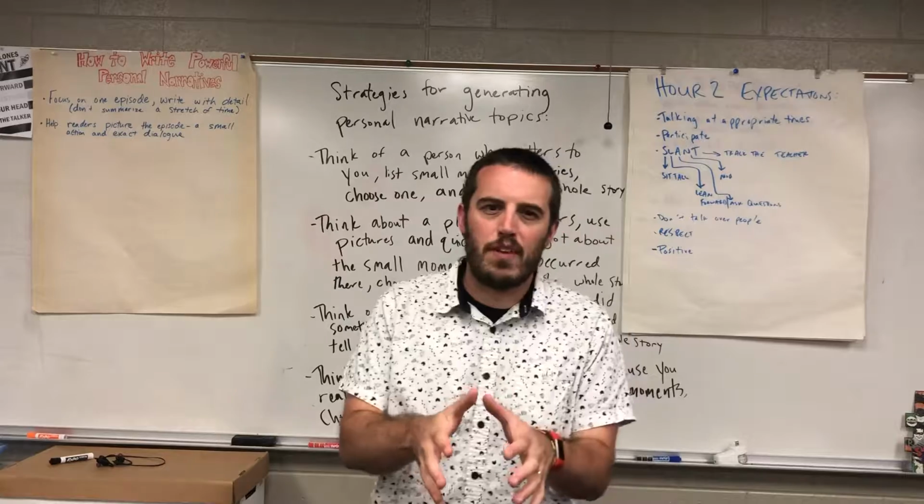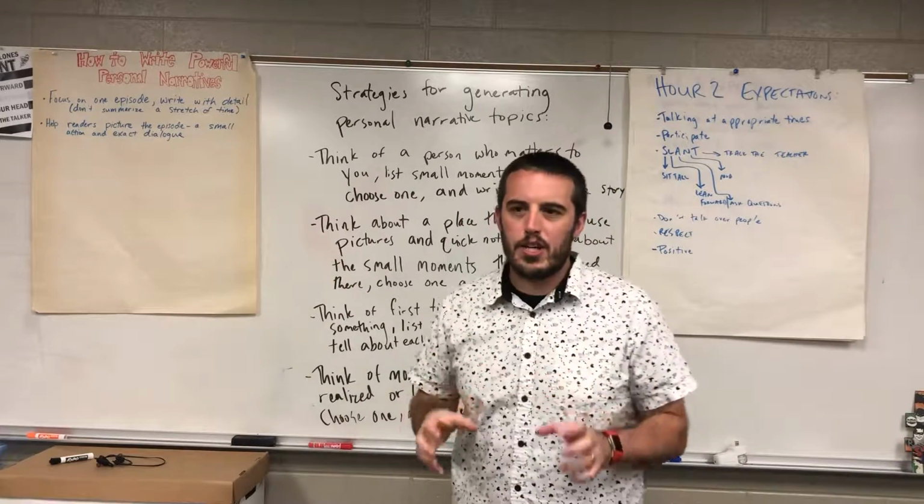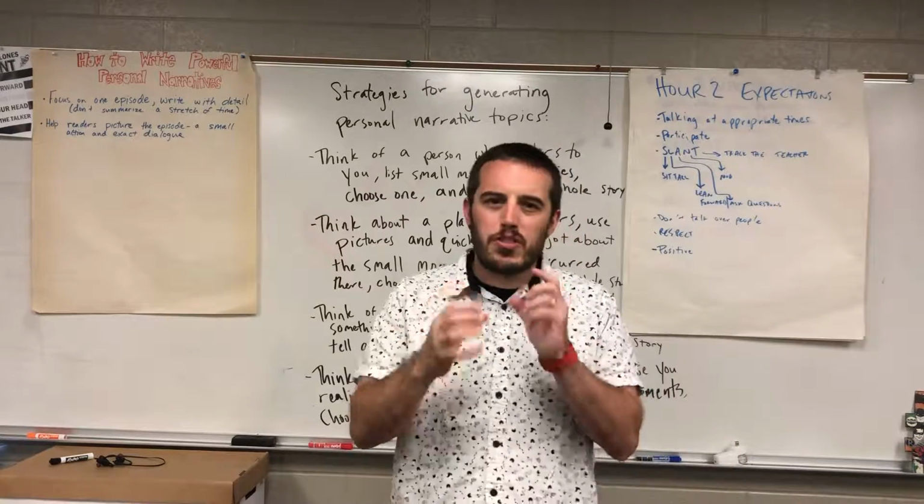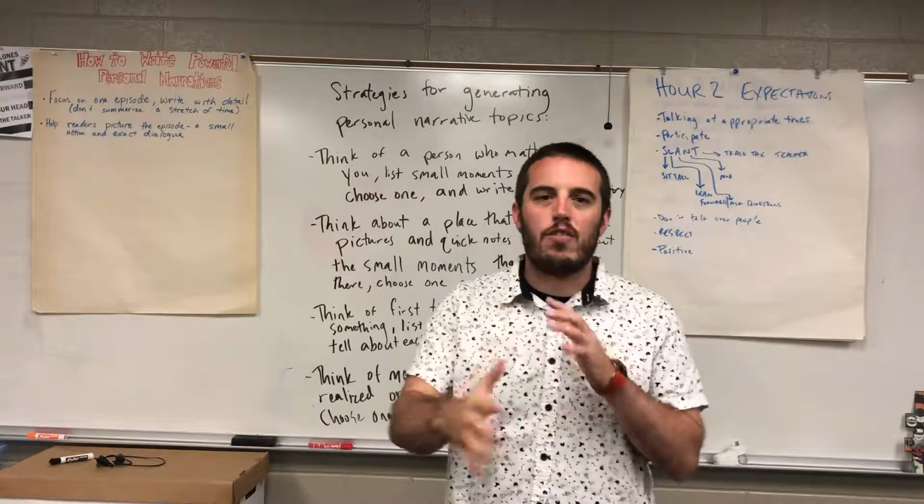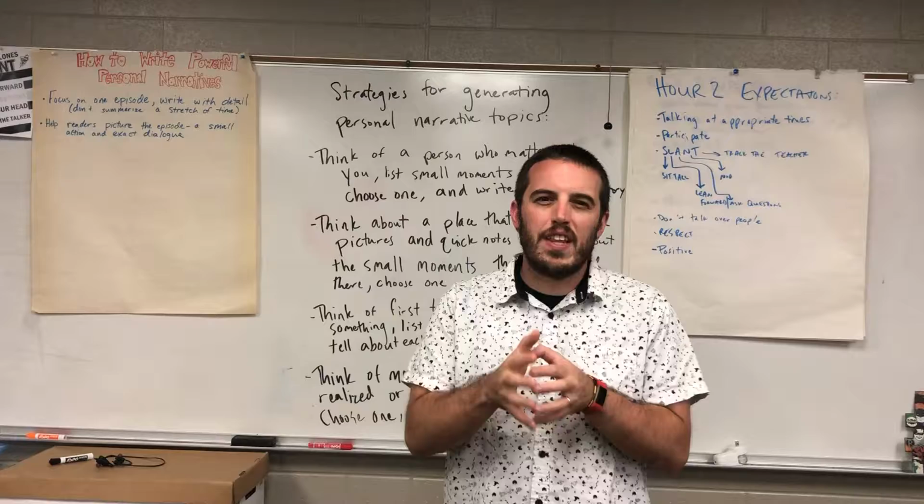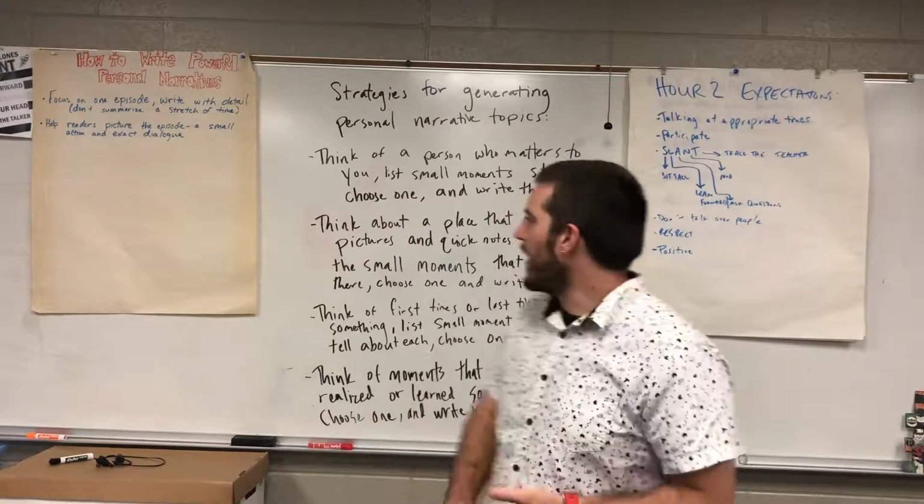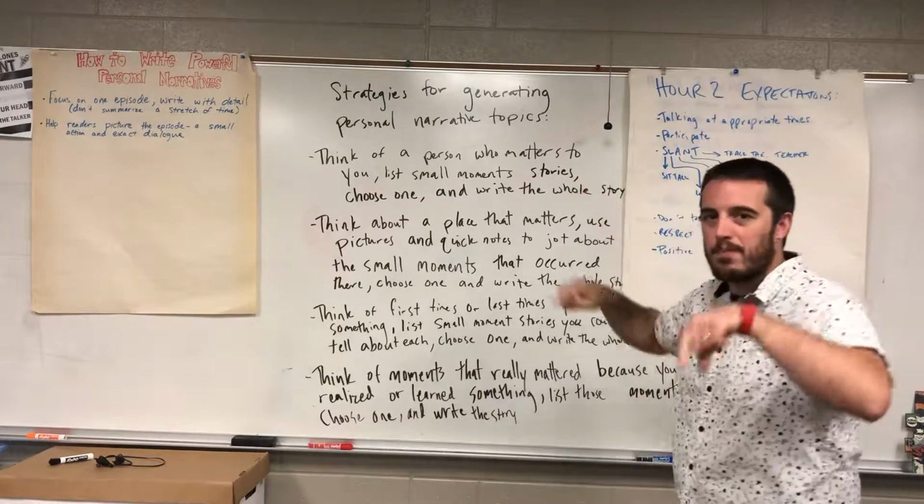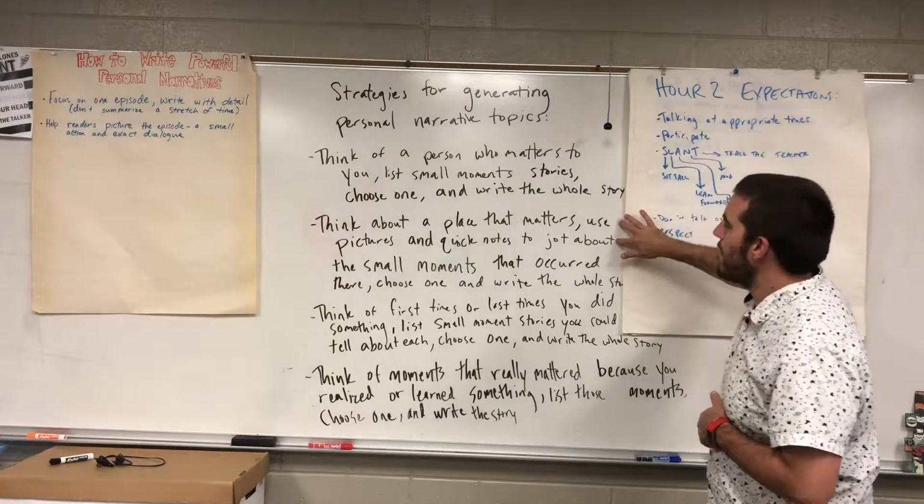I can't remember if I did that in this one, but that's a strategy where you think about people who are important to you. And then you choose something from that interaction with that person that was really important and meaningful to you. Another strategy we talked about is think about a place that matters. Remember, we drew those maps. And you think about a place that matters.